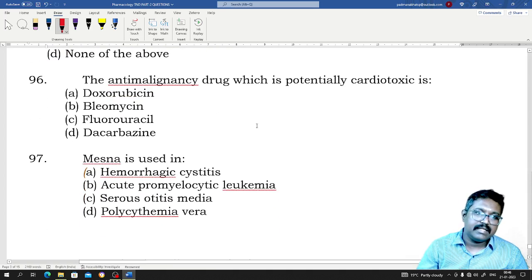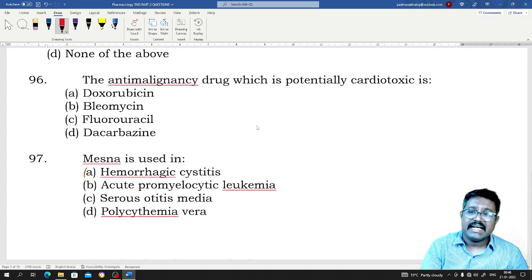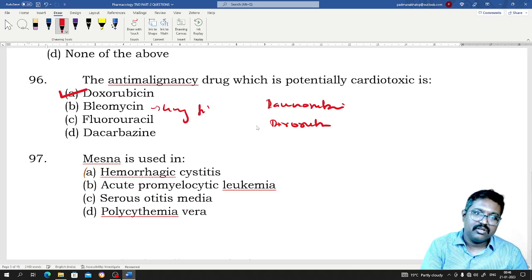So next question, that is 96th, anti-malignancy drug which is potentially cardiotoxic. It is your daunorubicin, doxorubicin. They are the cardiotoxic in nature. Bleomycin will cause lung fibrosis. Is that clear? So which has got cardiotoxicity is your doxorubicin, daunorubicin.